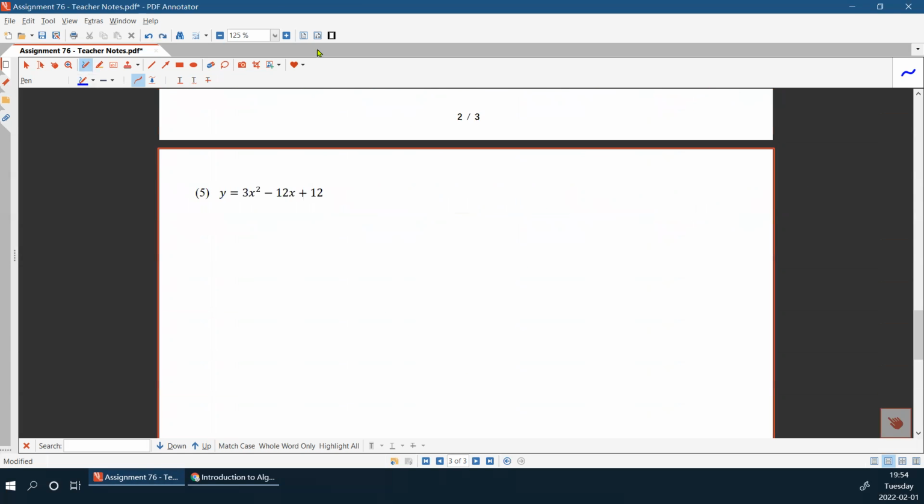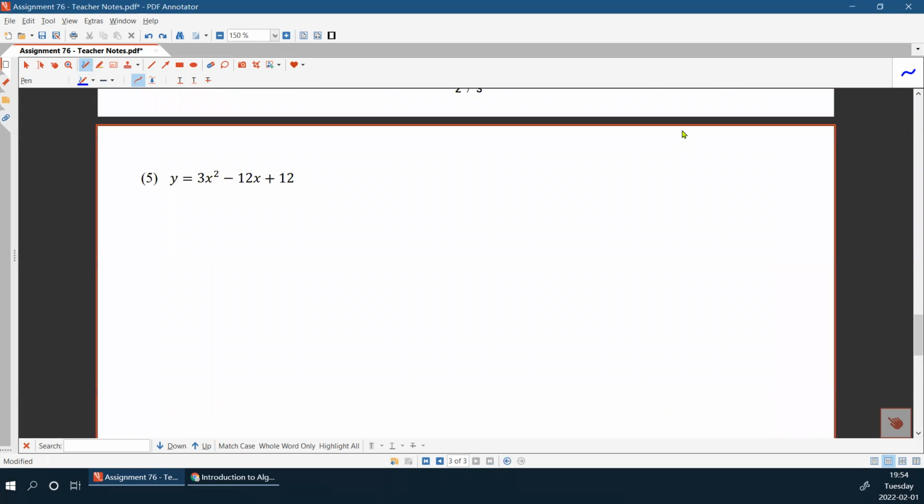Okay, now let's consider question 5. All right, again, if you want to sketch this graph, you need to convert it to a vertex form, which has a form like y equals a times (x minus h) squared plus k, right? And apparently, when the leading coefficient here is not 1, you can put it outside the brackets, which is y equals 3 times (x squared minus 4x then plus 4), right?